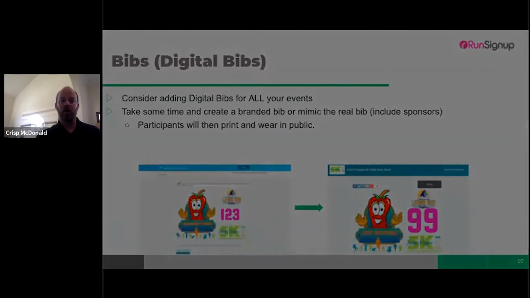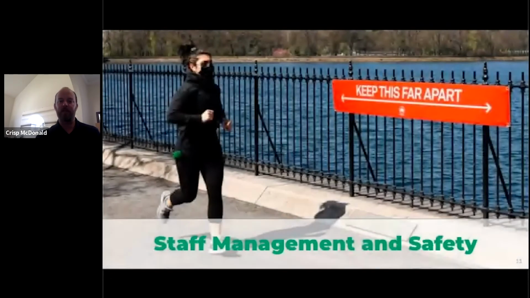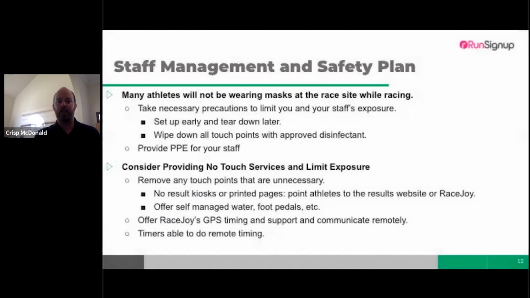So moving on to the next bit, in terms of staff management and safety, we focus a lot on the athlete. And before we go into the race, which is basically only focused on the athlete, I just wanted to take a moment and remind timers and race directors that staff management and safety is also a big thing to consider. So just having a staff management and safety plan is something that is important.